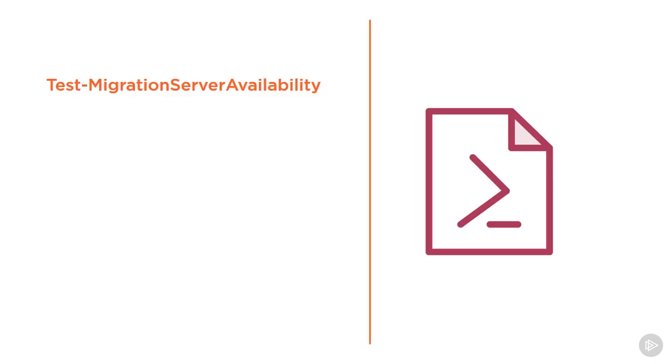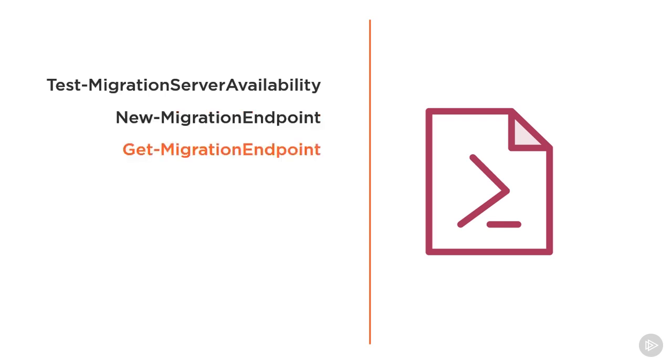PowerShell. You'll want to know PowerShell. Notice I have the test-migrationserveravailability command. That means I'm going to go ahead and test to see if I'm ready or able to perform a migration. New-MigrationEndpoint. Remember I said I had to create an endpoint, which is really the communication service between on-prem and Office 365. Well, that's the New-MigrationEndpoint. We have the Get-MigrationEndpoint in case you've already configured it or you want to see if you've configured it. You can do so using this PowerShell command.